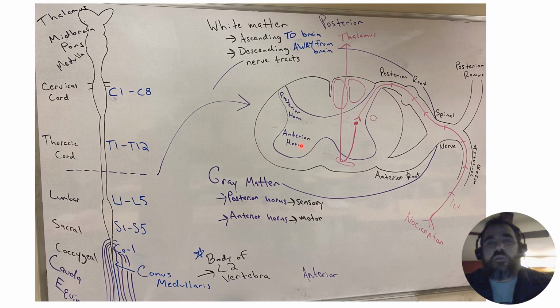Okay, then I should have talked about this. So yeah, anterior horns are motor neurons, posterior horns are sensory neurons, and all the white matter is composed of ascending and descending nerve tracts, because white matter we know is mostly myelinated axons. So this depicts a basic sensory pathway.